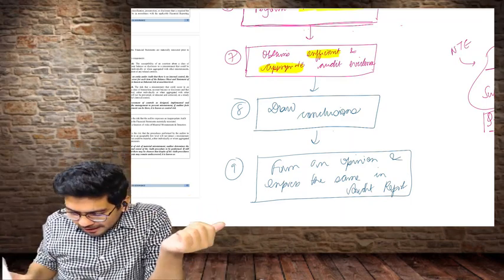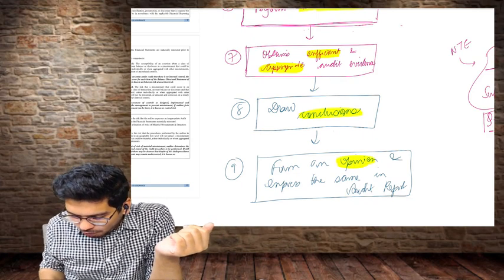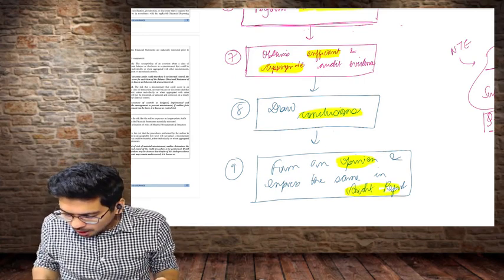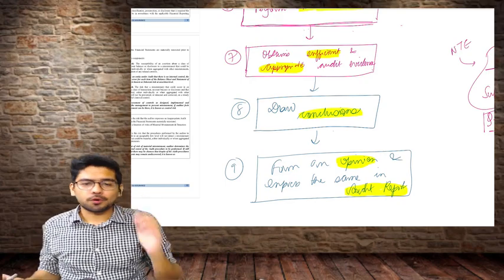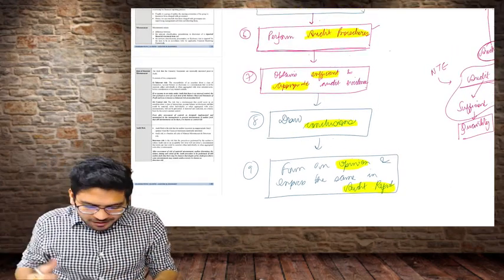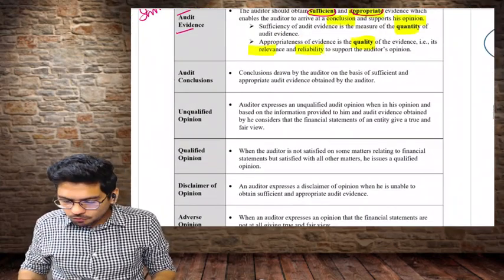Okay, so accordingly, on the basis of the conclusions which I draw, I'll form an opinion, and obviously I'm going to express this opinion in my audit report. Okay, alright, so what do you mean by conclusions and opinion? Let us go through it again. Opinion word we have already discussed. Let me discuss the word conclusions.